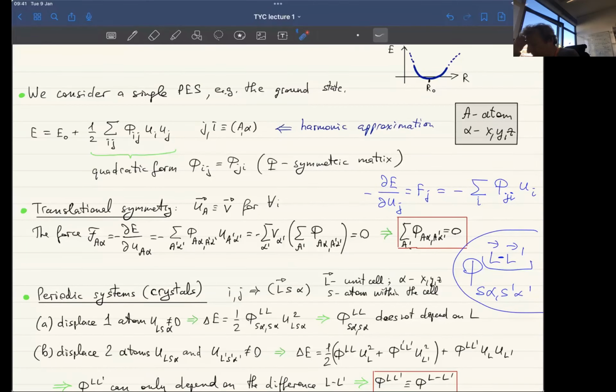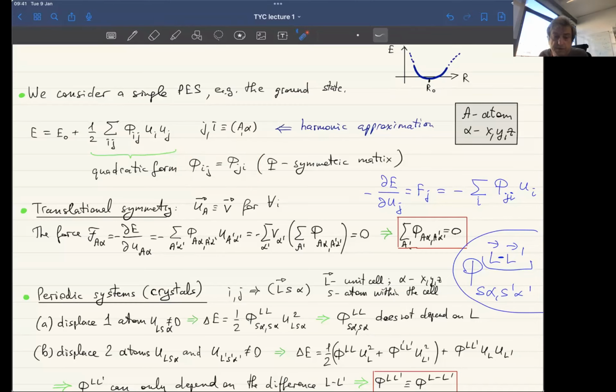So before we come to the solution of this problem of finding vibrations, let's consider a few properties of this force constant matrix, which appears in the expansion of the energy with respect to atomic displacement. I use here indices i, j, which are composite indices for the degrees of freedom. Obviously this matrix is symmetric because it should not depend on the order of the indices i and j, because we have this quadratic form. So we have that expression.